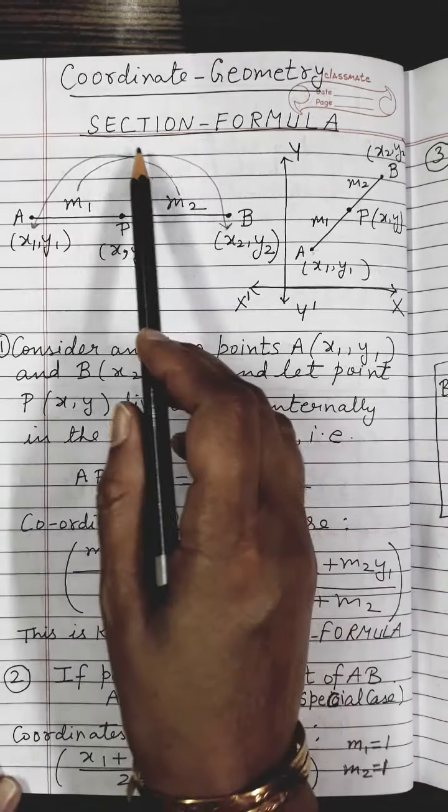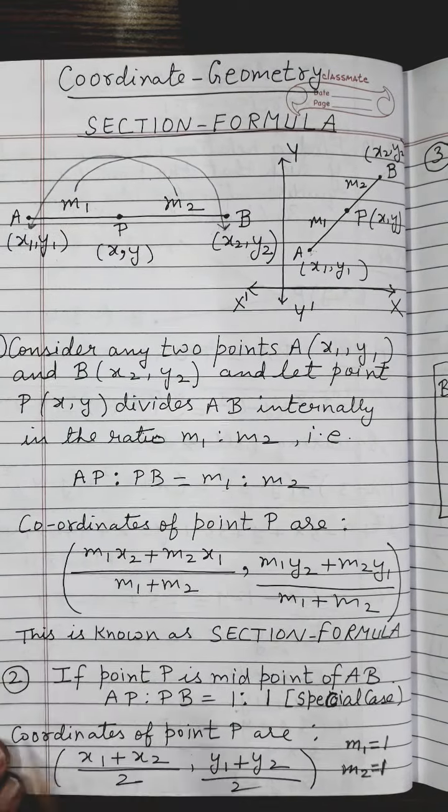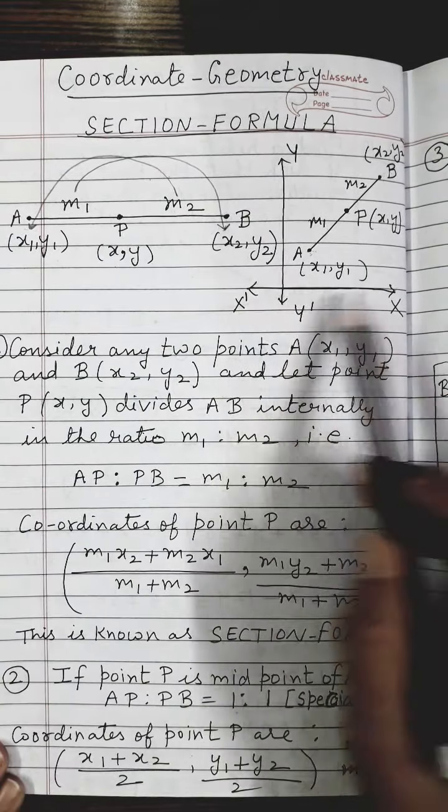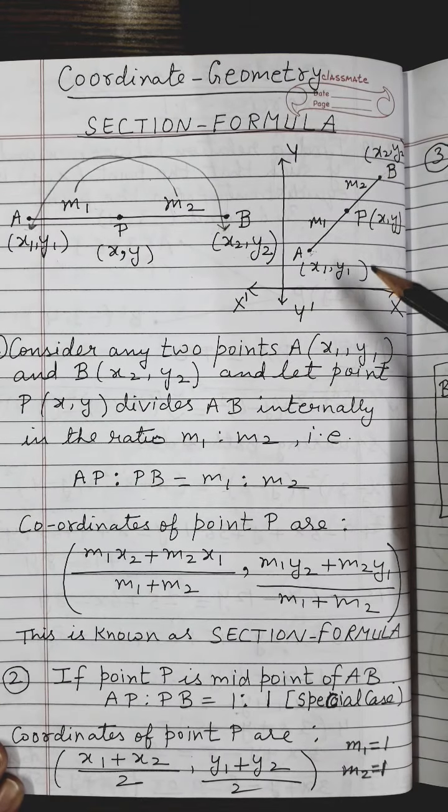Today I am going to teach section formula of chapter coordinate geometry. So to understand this formula, let us consider a Cartesian plane. This is x-axis and this is y-axis. There is a line AB lying on this plane.